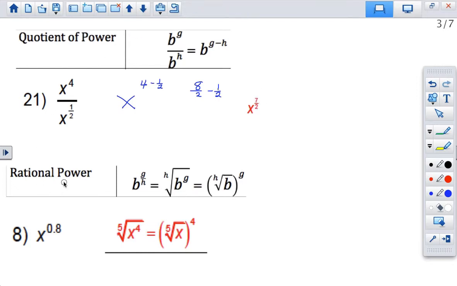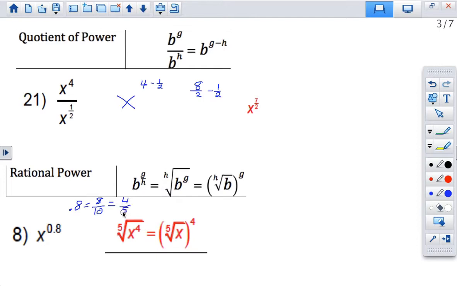Then for rational power, here your exponent has a fraction in it. Notice that this is problem 8 on the worksheet you're going to do tomorrow. Notice there's a decimal here. Well, 0.8 is equal to 8/10. It's supposed to be an 8. There we go, 8/10, and you can reduce that to the fraction 4/5.